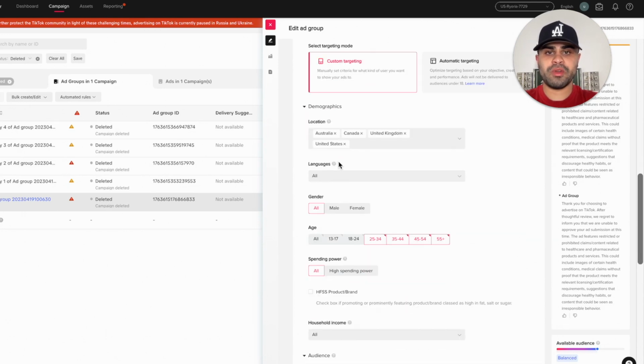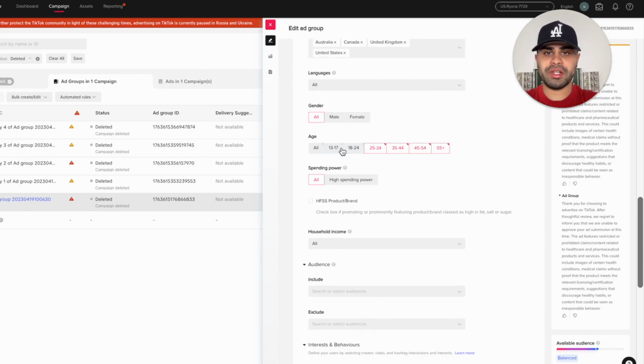I'll usually start with US only or the big 4, which include also Australia, Canada, and the United Kingdom. All genders, unless it's a very gender biased product. In this case, it was a gender neutral product. I'll usually do 25 to 55 plus, as those folks have more buying power. But depending on the nature of the product, just recognize that. And sometimes you will put 18 to 24 as well, or at least include that age group.